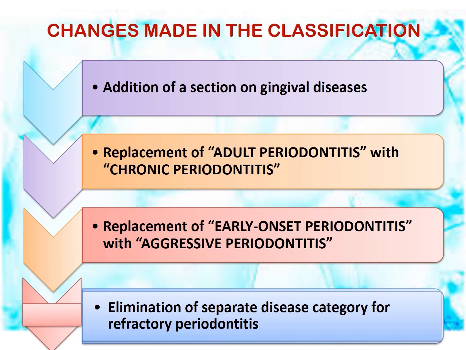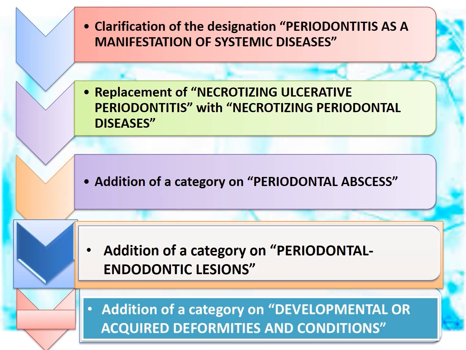There's been an addition of a section on gingival diseases. There's replacement of the adult periodontitis term with chronic periodontitis. Replacement of the early onset periodontitis term with aggressive periodontitis. There's elimination of a separate disease category for refractory periodontitis. Clarification of the designation periodontitis as a manifestation of systemic diseases.